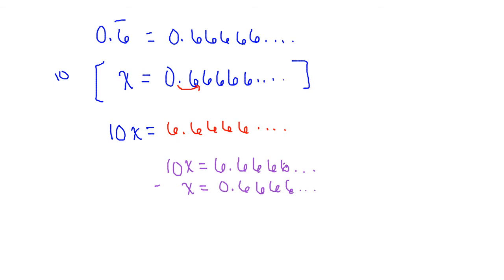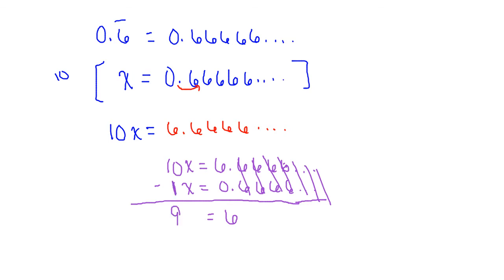Now notice that when I subtract, these all go to 0. So I've eliminated the repeating part. All I'm left with is 6 minus 0, which is 6. Over here I have 10x minus 1x, so remember there's a 1 here. 10 minus 1 is 9x.